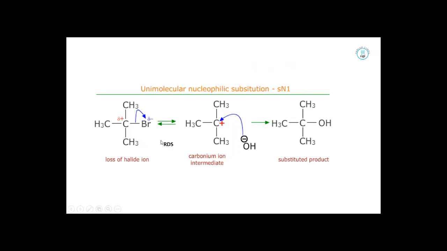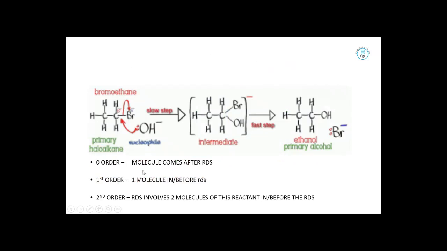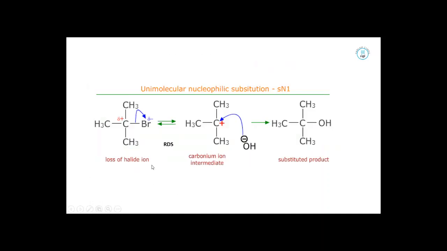If we look at our RDS, and think about what we said about RDS, these are important: if your molecule has an order, it comes before the RDS. If it comes after, it would be zero order. If we look at this mechanism, I'm going to suggest that that doesn't work anymore. Why not? The hydroxide ions come in after the RDS. It shouldn't be there. If it comes after the RDS, it's zero order. And actually, if we look at the rate equation, we see that that's the case.